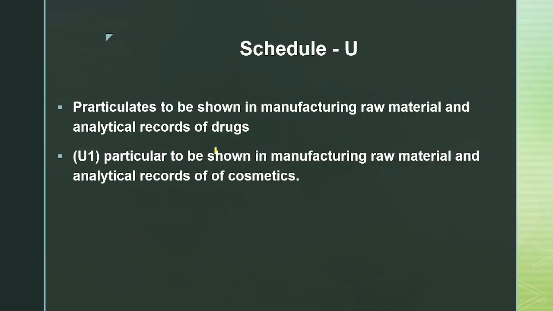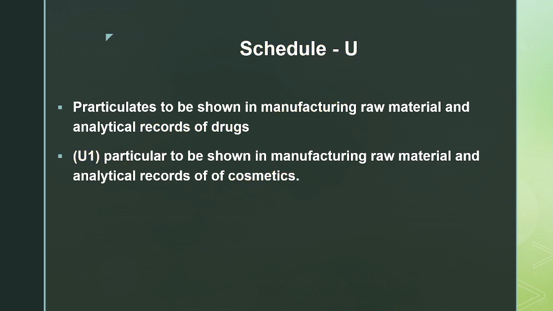And what is Schedule U? Schedule U mostly deals with the particulars to be shown for the manufacture of raw materials and analytical records, and U mostly deals with the maintenance of records. Okay, records of drugs. And Schedule U1 also deals with the manufacture of raw materials and analytical records of cosmetics. U mostly deals with the records of drugs, and U1 deals with cosmetics.